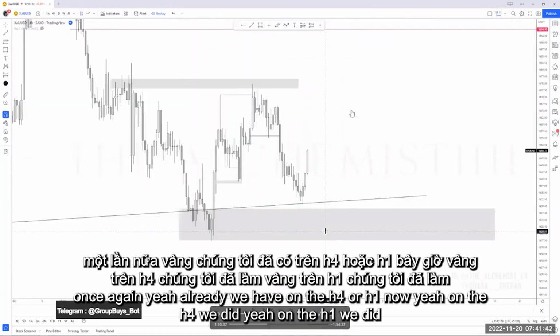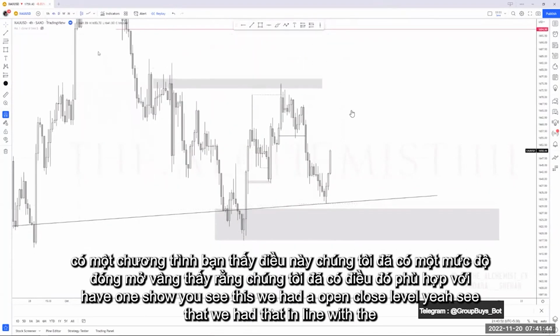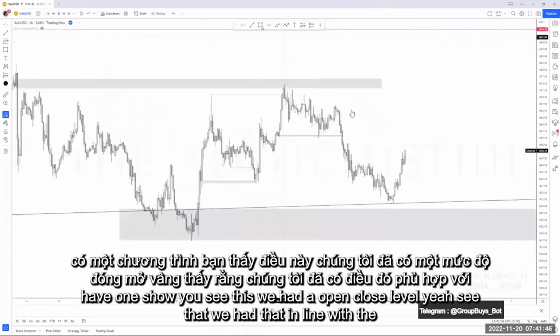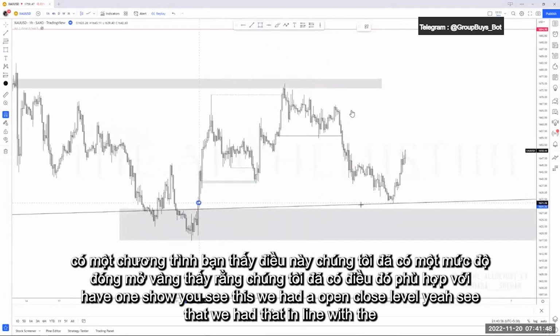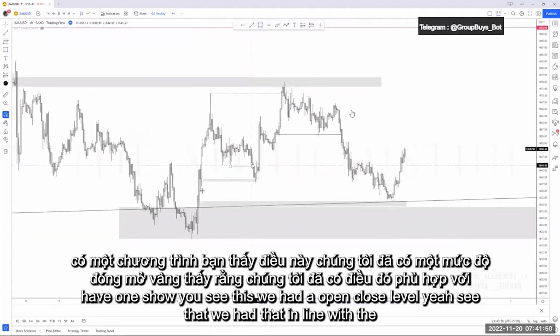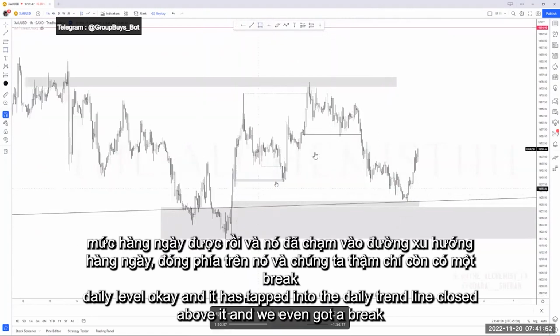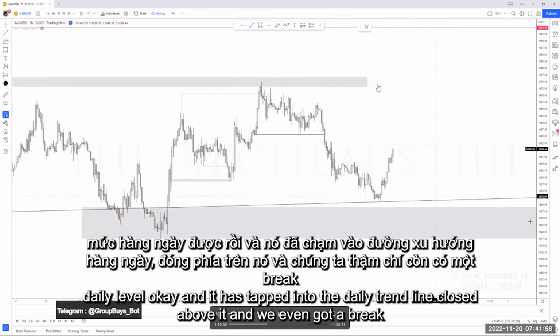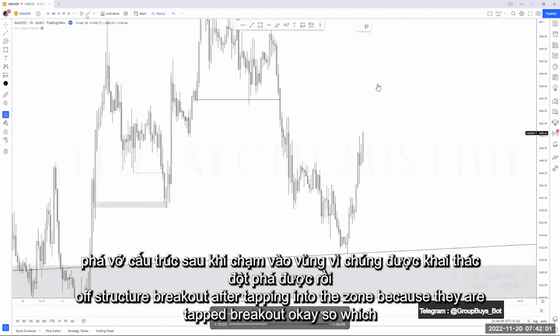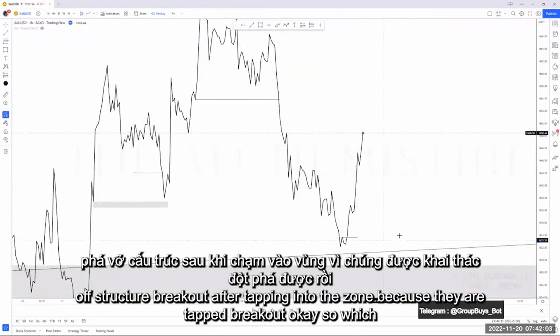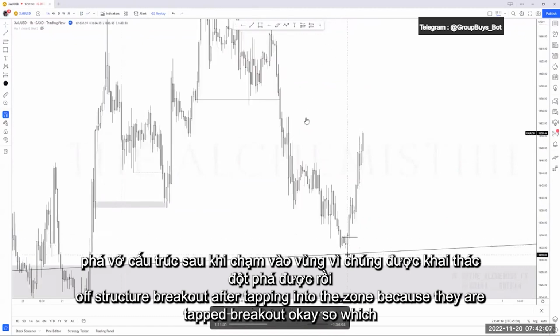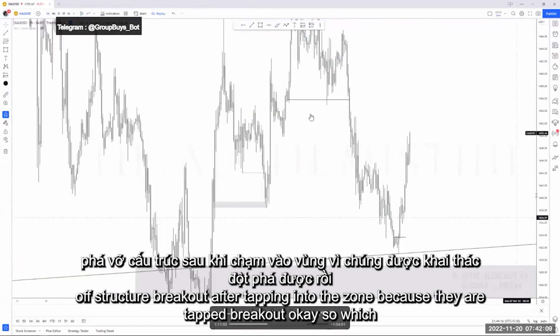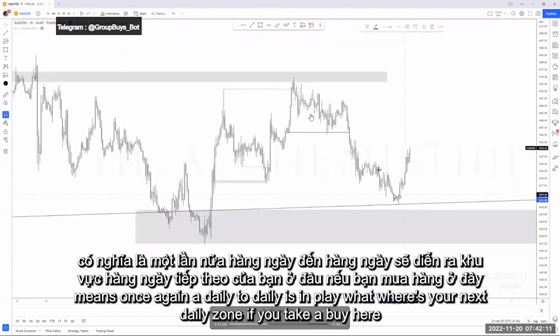Now, support, on the H4 we did. On the H1 we did have one. Let me show you. See this? We had an open close level. See that? We had that in line with the daily level. And it has tapped into the daily trend line, closed above it, and we even got a break of structure. Breakout after tapping into the zone. Can you see that? Tapped, breakout. So once again a daily to daily is in play.